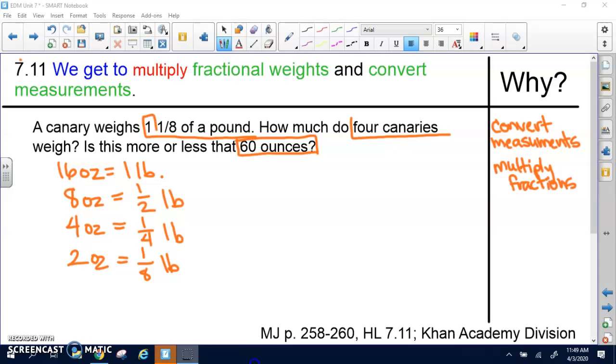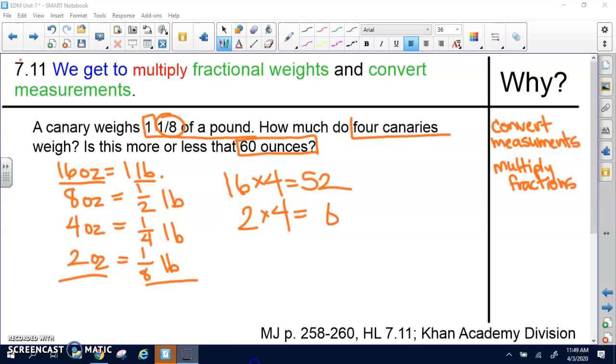So I'm going to take that 1 whole and multiply it by 4, and 1 whole pound is 16 ounces. So 16 ounces times 4 equals 64 ounces. And the second part of this is the 1/8. So I'm going to have to do that. 1/8 of a pound is 2 ounces. So I'll do 2 times 4 for 4 canaries is 8 ounces. And when I add those two together, I get 60 ounces. So 4 canaries equals 60 ounces, the weight of them.